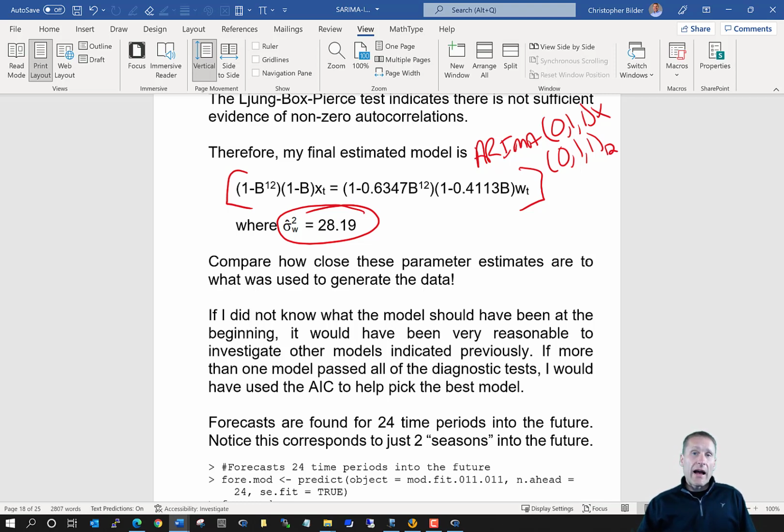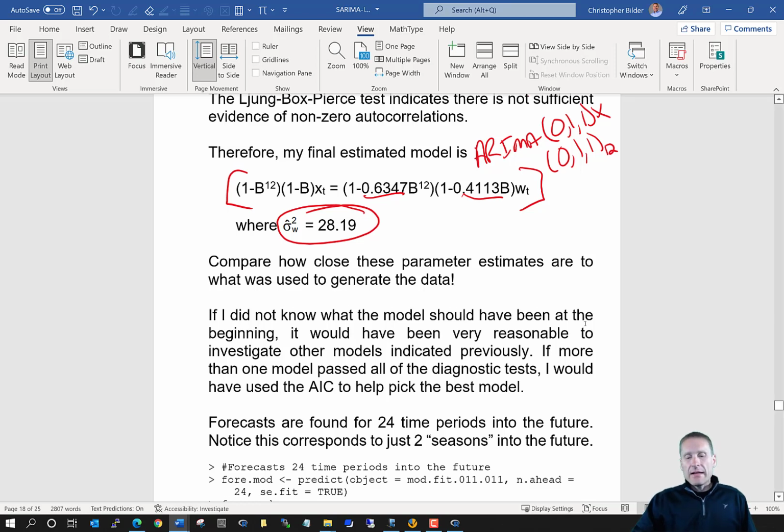Now notice how close these parameter estimates are to the corresponding values that were used to simulate the data. I used 0.6 to simulate for the non-seasonal moving average component. I used negative 0.4 for the seasonal. And so we're getting again what we would expect. This is an advantage of using simulated data like this for teaching purposes.